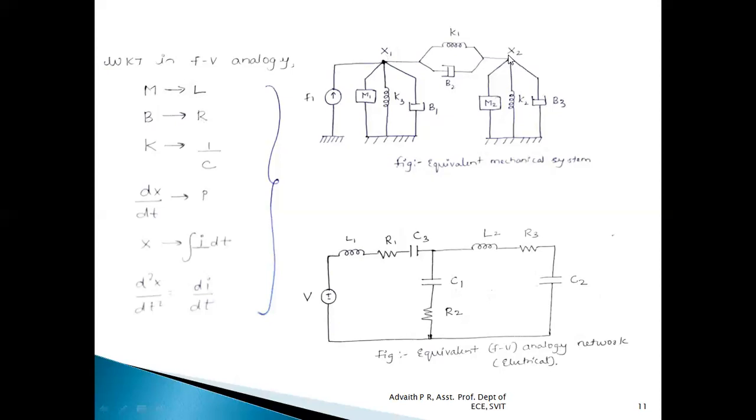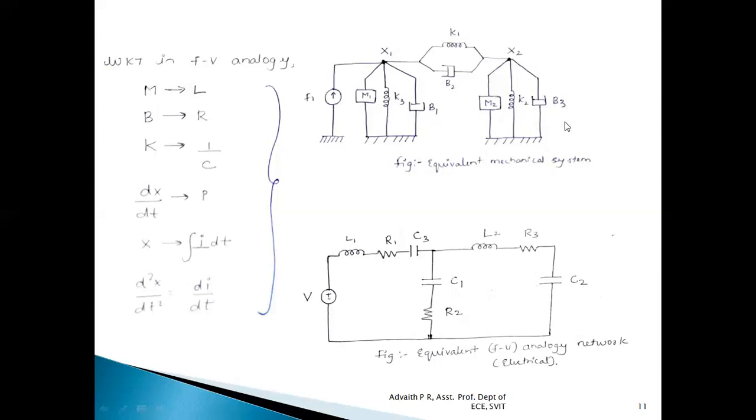Because we have two displacements, x1 as well as x2, we definitely will have two meshes, mesh M1 and mesh M2. If there are three displacements, there will be three meshes. If there are n displacements, there will be n meshes. The circuit elements should be connected in series.